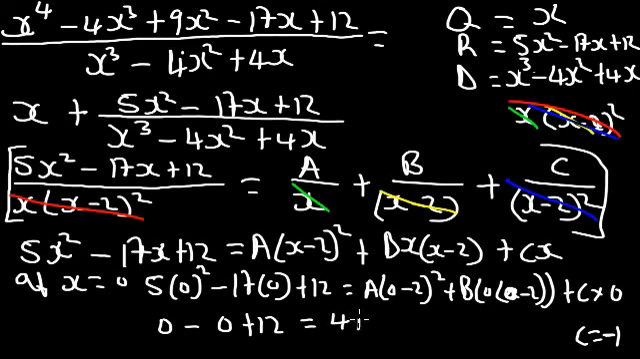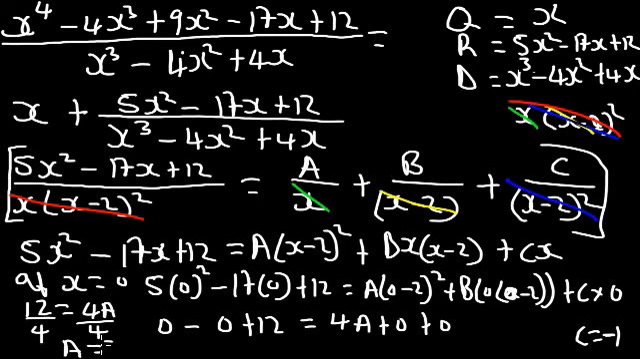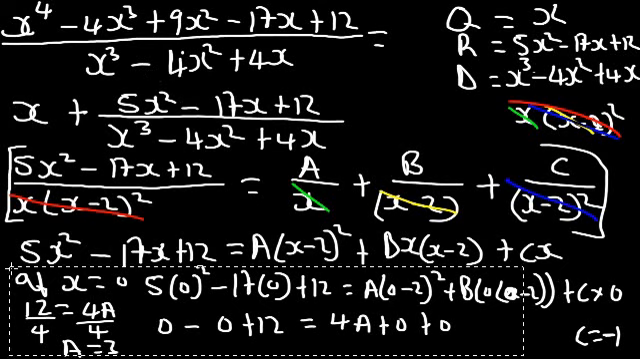So we have 4a plus 0 plus 0. So eventually 12 will be equals to 4a. And dividing 2 by 4, a equals 3. So as c equals negative 1, a is equals to 3.